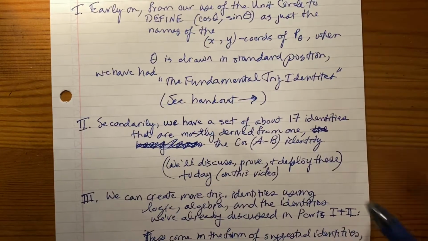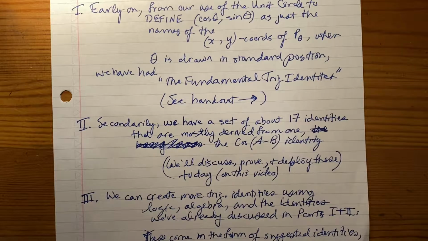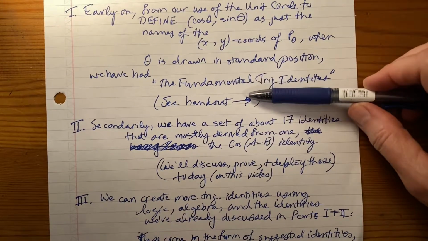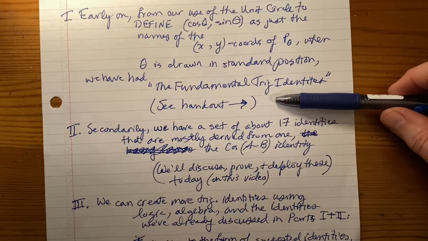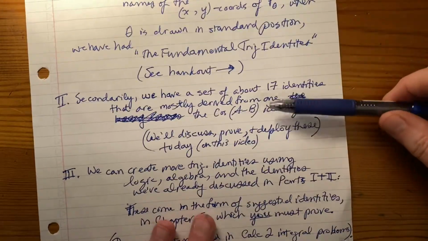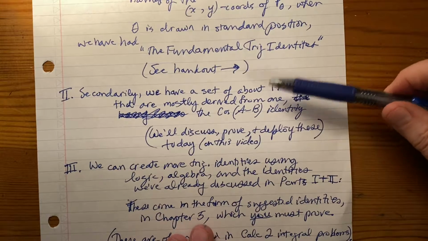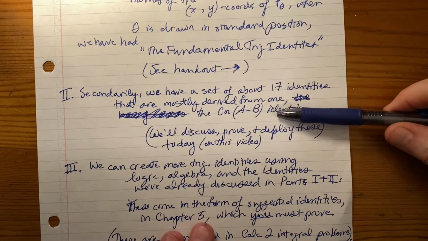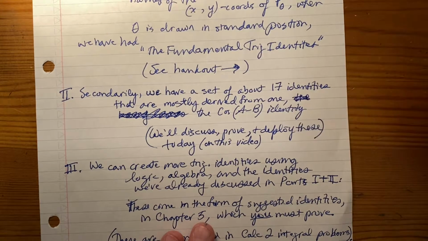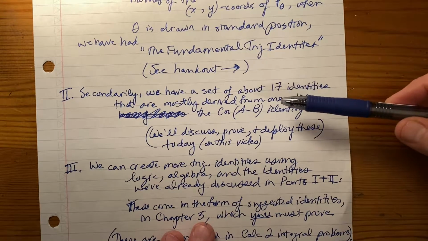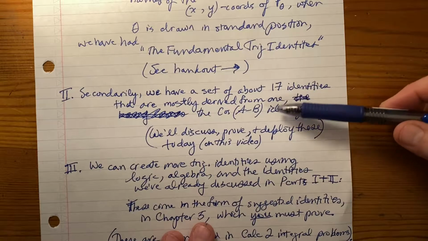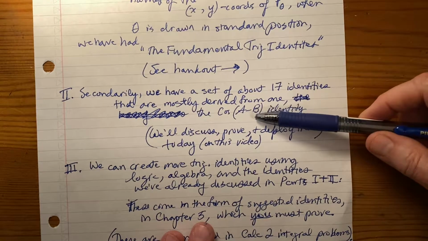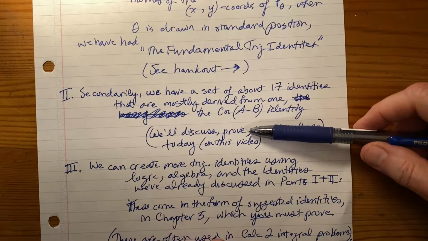So of the 3 batches of trig identities that you're coming up against, you've already had this first batch, the fundamental identities, for a long time. Secondarily, we have a set of about 17 identities, which I'm going to start deriving in this video and finish in the next. And it comes from deriving an identity about the cosine of the difference of 2 angles. That's where I'm going to go today.